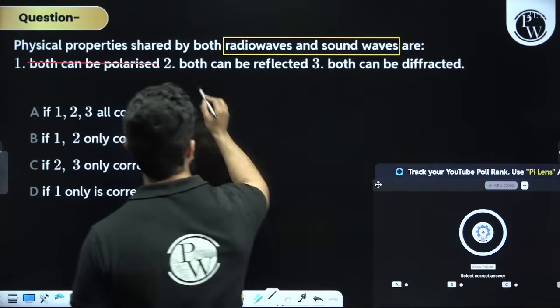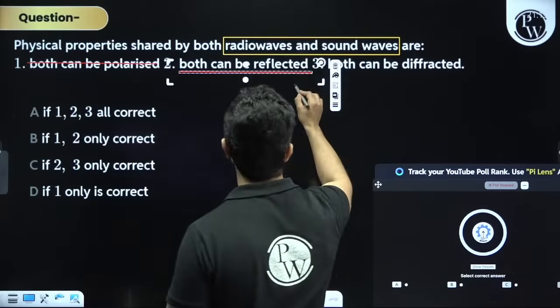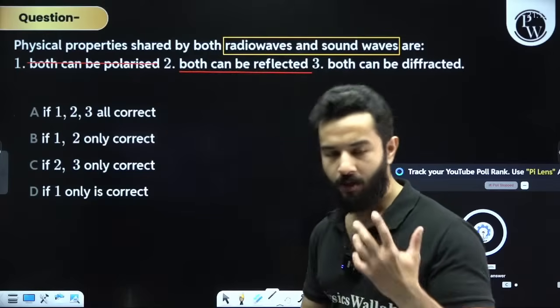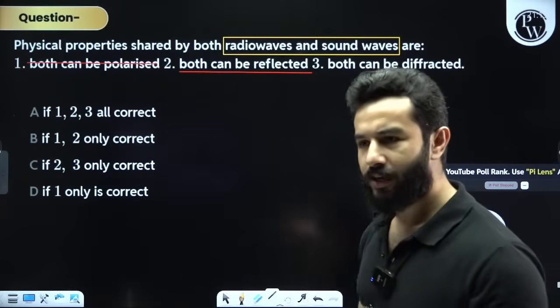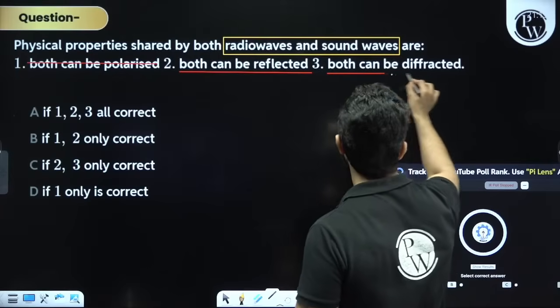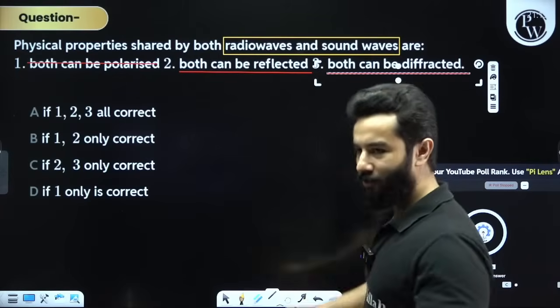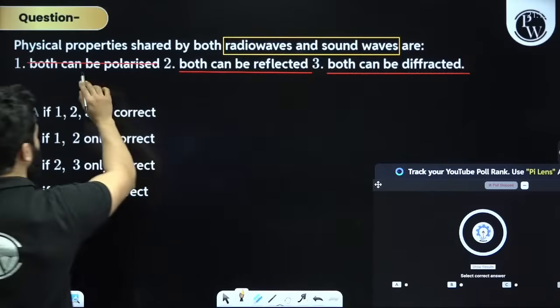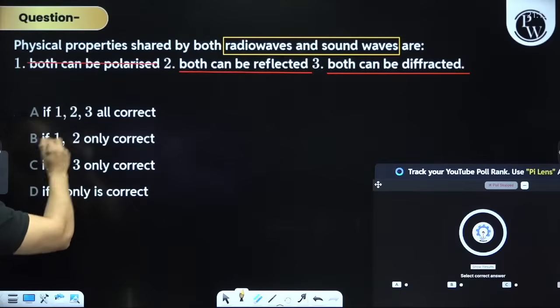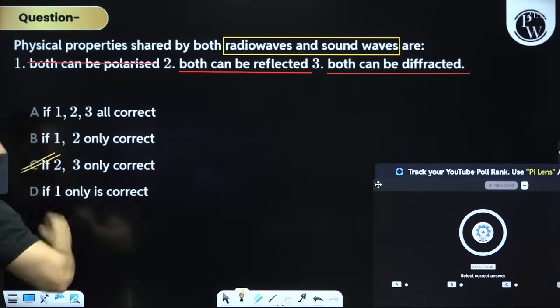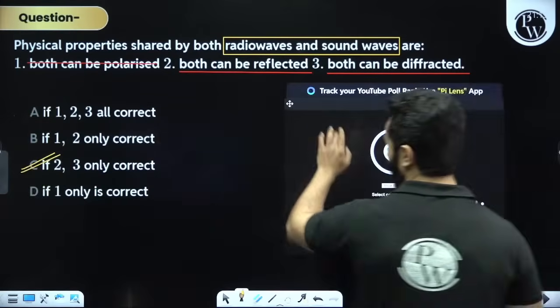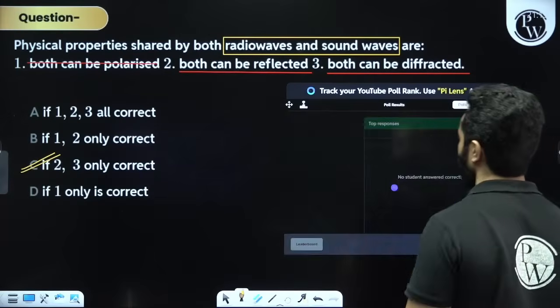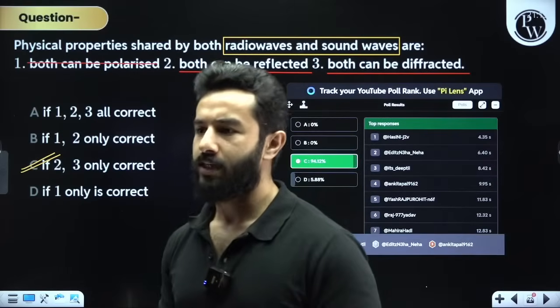Whereas they can get reflected, we talk about reflection, we talk about incidence of sound waves. And second, they can also be diffracted. So diffraction is possible, reflection is possible, but polarization is not possible. So 2 and 3 are going to be the correct option. Option C. Very good.